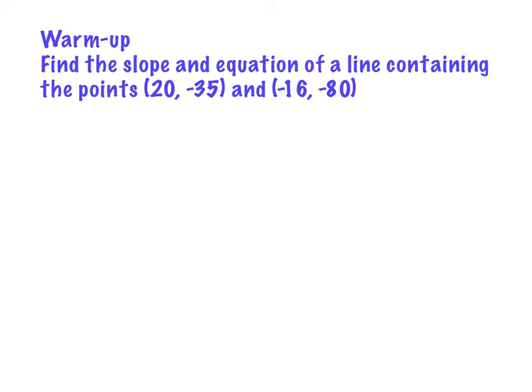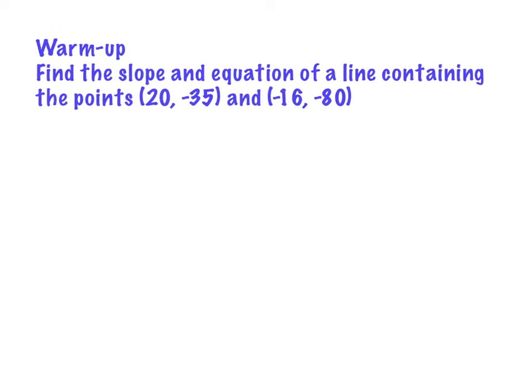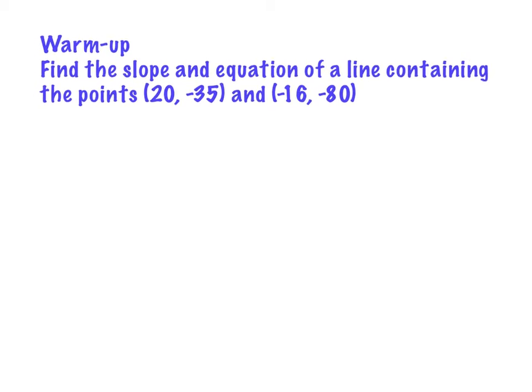Way back when, in algebra, we had a slope formula. And we could plug in what we know and solve for the remaining parts to find the equation. So let's go ahead and do that method. I'm going to start with finding the slope, and I'm going to call the slope A for today because this is such a common theme for what we're doing. So negative 35 minus negative 80 divided by 20 minus negative 16.